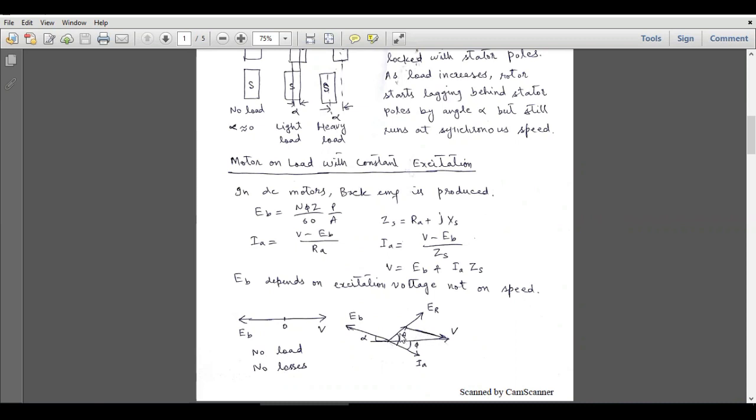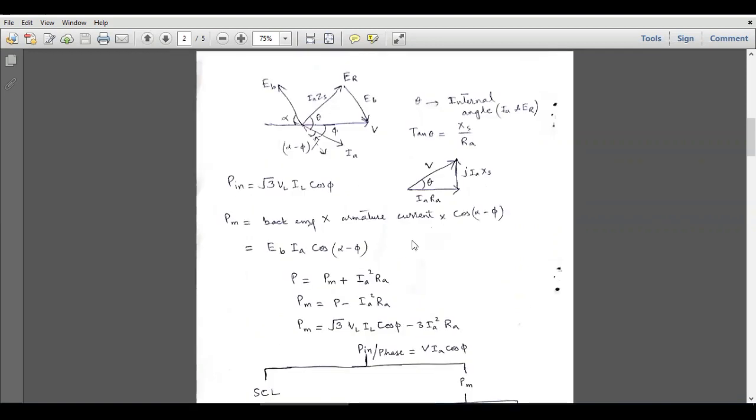So this is the ER vector, this is the EB dash vector. The vector sum of these two vectors is the applied voltage vector. So V is equal to ER plus EB. So by making these analogies, we can draw the complete phasor diagram of the quantities associated with the synchronous motors. Now we are moving towards the calculation of the powers associated with the synchronous motors.